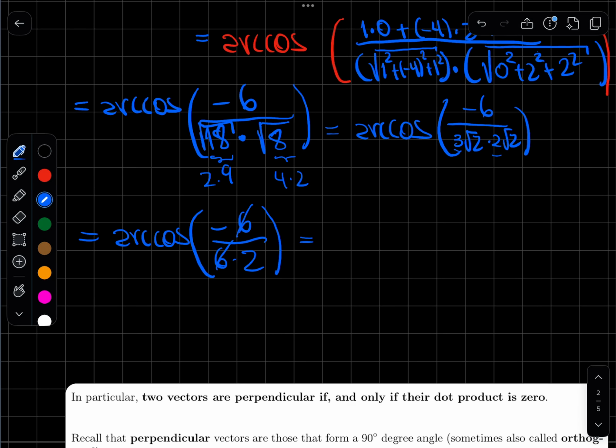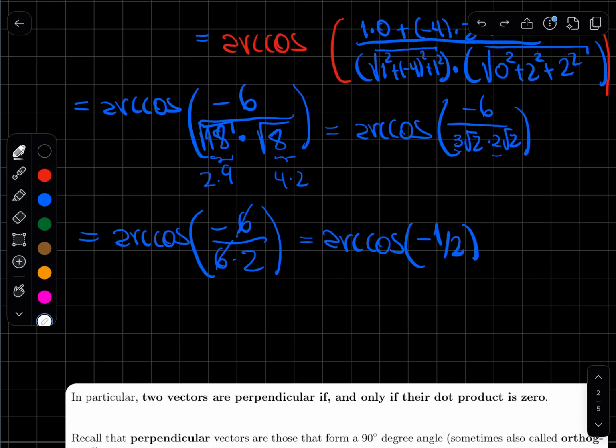These cancel, and this will be the arc cosine of -1/2. And now I can go, I thought I was going to need a calculator, which is why I thought I made a mistake. Maybe I still have, but this is still too good to be true.